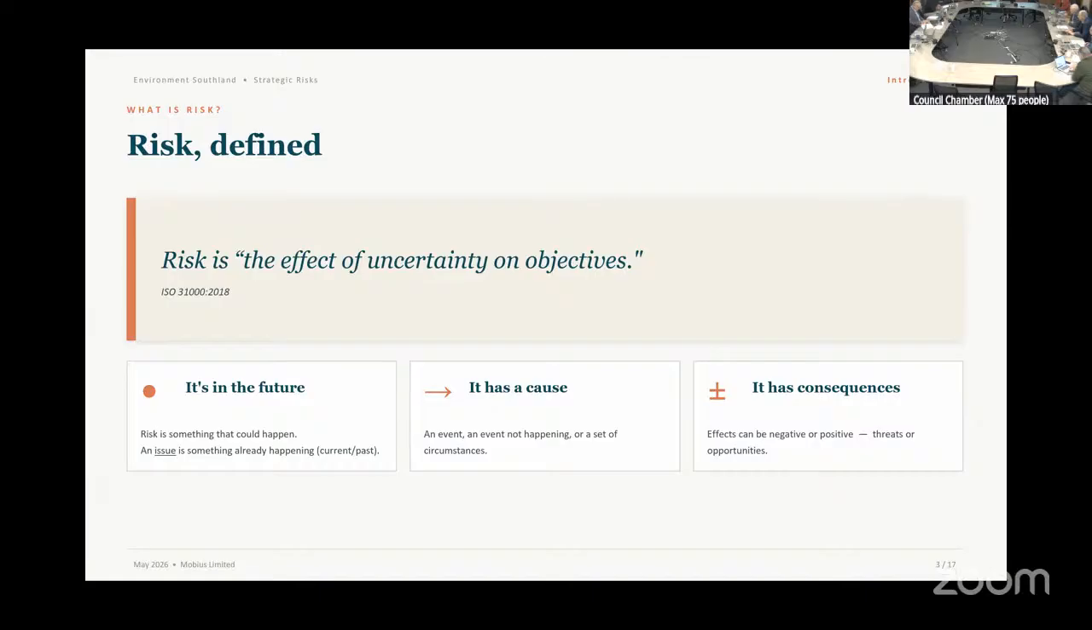Risk also has a cause. So it's an event, something happening or something not happening, and has a consequence, which can be negative and positive. That's really important to think about today, those positive opportunities as well.